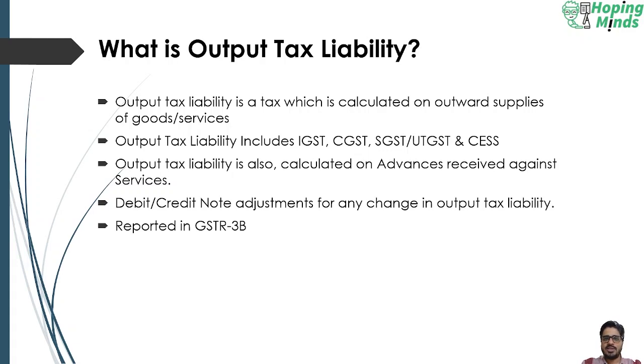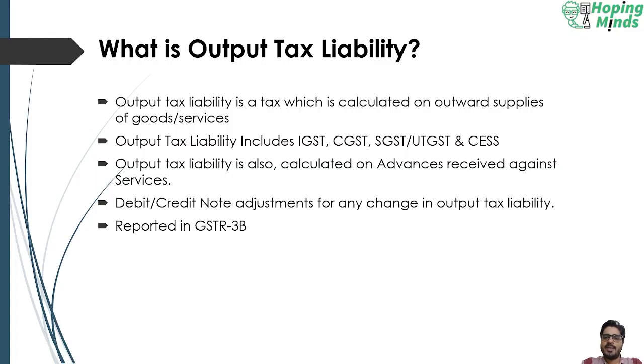Output tax liability is a tax which is calculated on outward supplies of goods or services. So whatever goods or services we have supplied during the reporting period has to be declared in the GSTR 3B return and corresponding taxes is required to be paid. So if I am a trader of construction materials like aggregates, iron rods or cement, then after the conclusion of the month, I have to report the total sale of these products in my GST return and I have to pay GST on each product which carry different rate of GST.